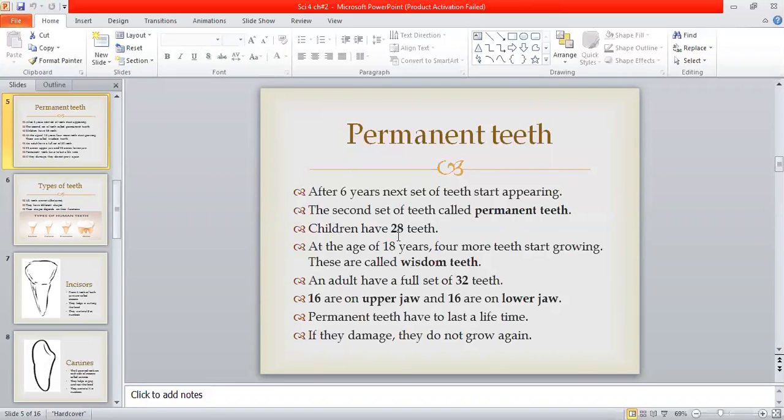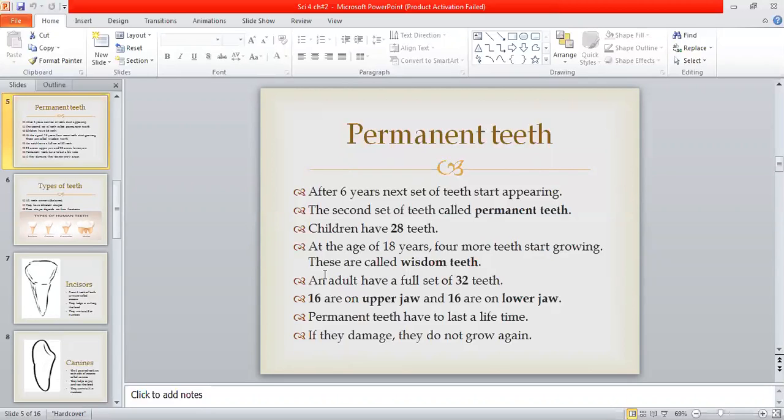Children have 28. I mentioned 28 in bold letters so you can remember that. Children have 28 teeth. You are adults now. In your mouth, there are 28 teeth. And at the age of 18, up to 18 years, four more teeth start growing.